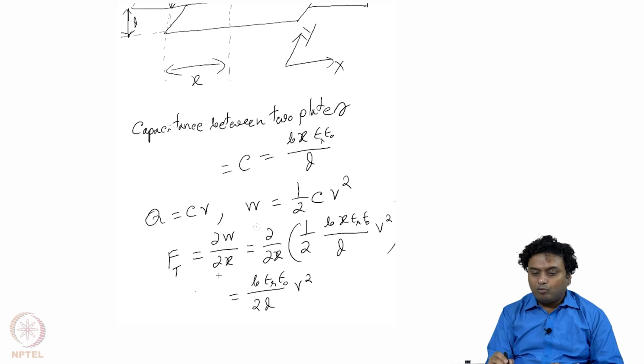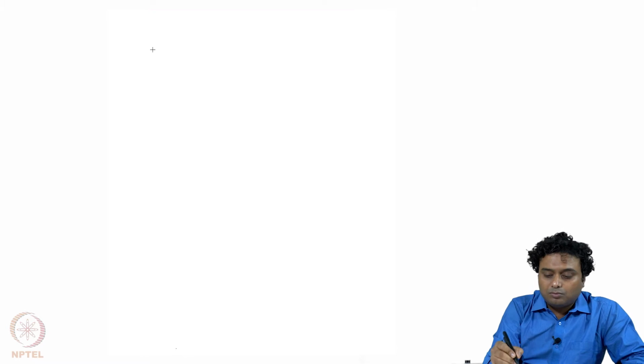So as I am moving the plate, my transverse force is generated, but it is independent of the movement, because whatever be the displacement, the transverse force ultimately is a constant with respect to x. So the transverse force is the same irrespective of the value of x. So let us write down both the normal force and transverse force again.